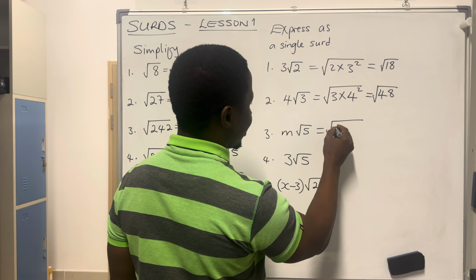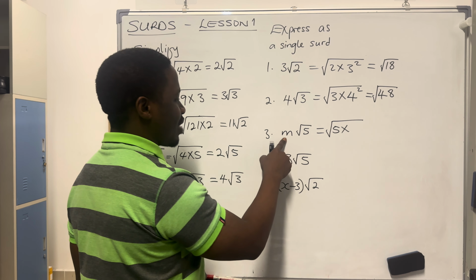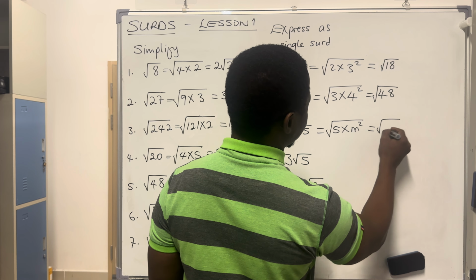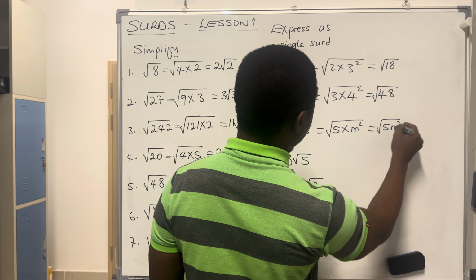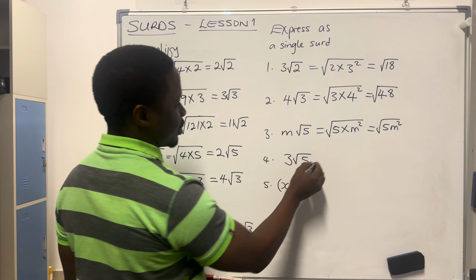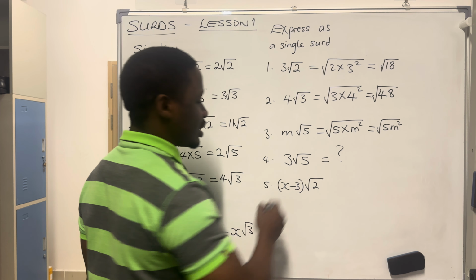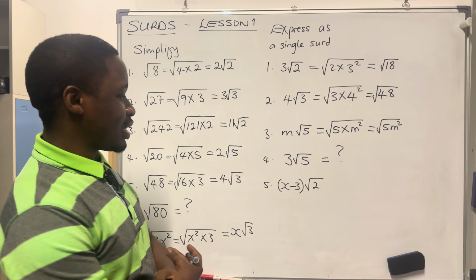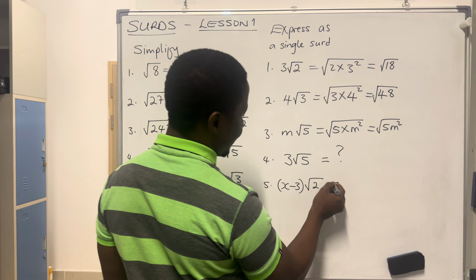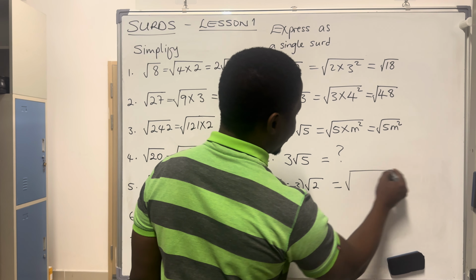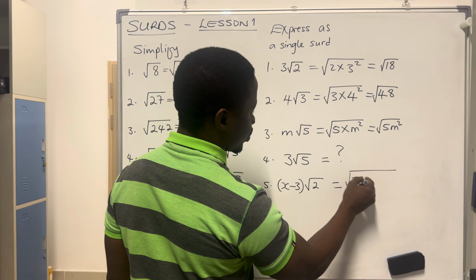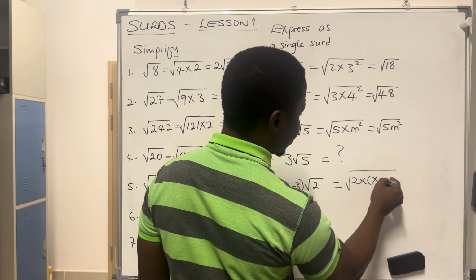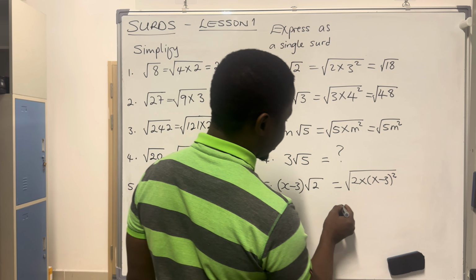So here is 5. What we have outside is m. So we say m squared. So it is the root of 5m squared. So I want you to try this for me again. You try this and this one and tell me what you have in the comment section. So here, what do we have? We have 2. Outside is x minus 3. So you say x minus 3 squared.